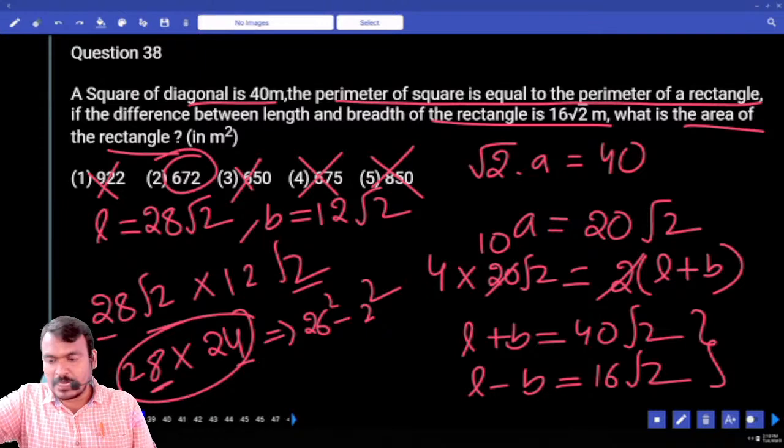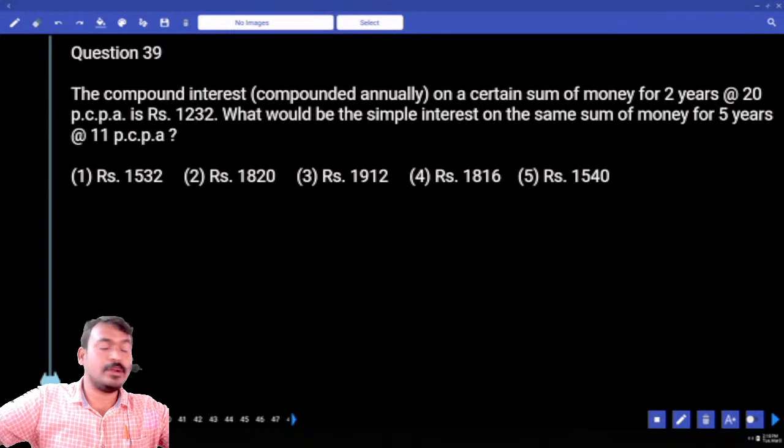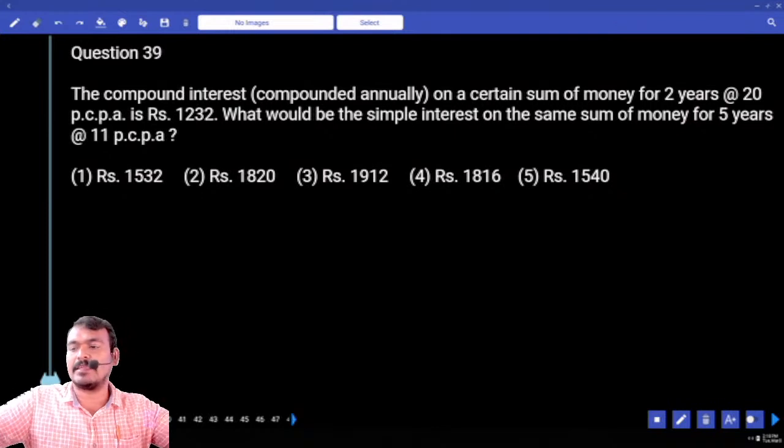Next question number 39. The compound interest compounded annually on a certain sum of money for 2 years at the rate of 20% per annum is 1232. What would be the simple interest on the same sum of money for 5 years at 11% per annum or not? Okay.